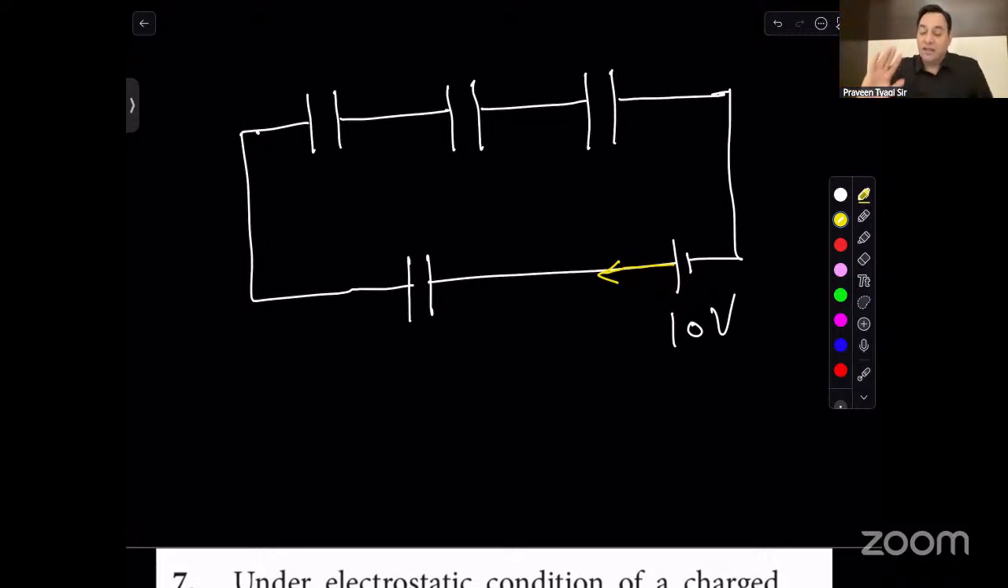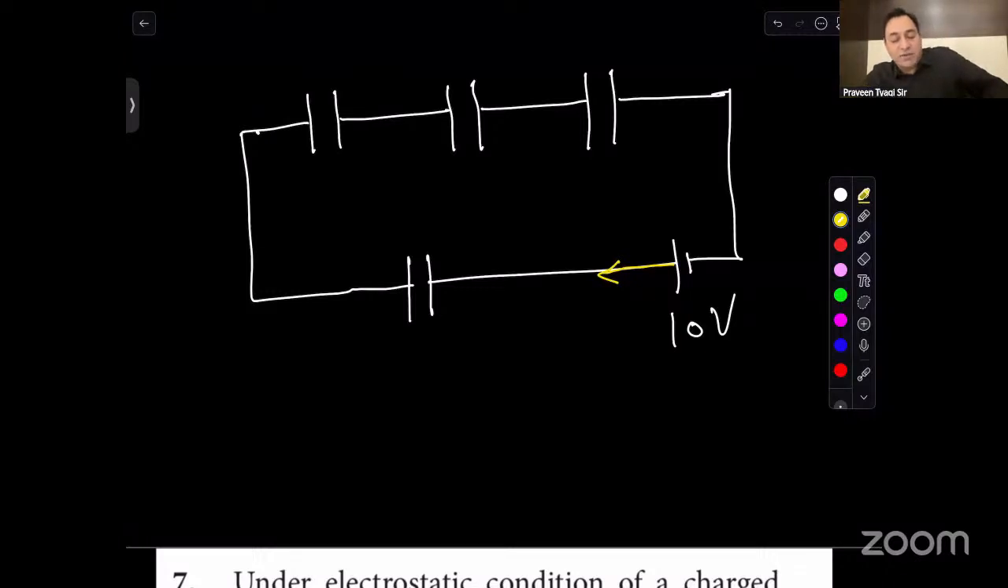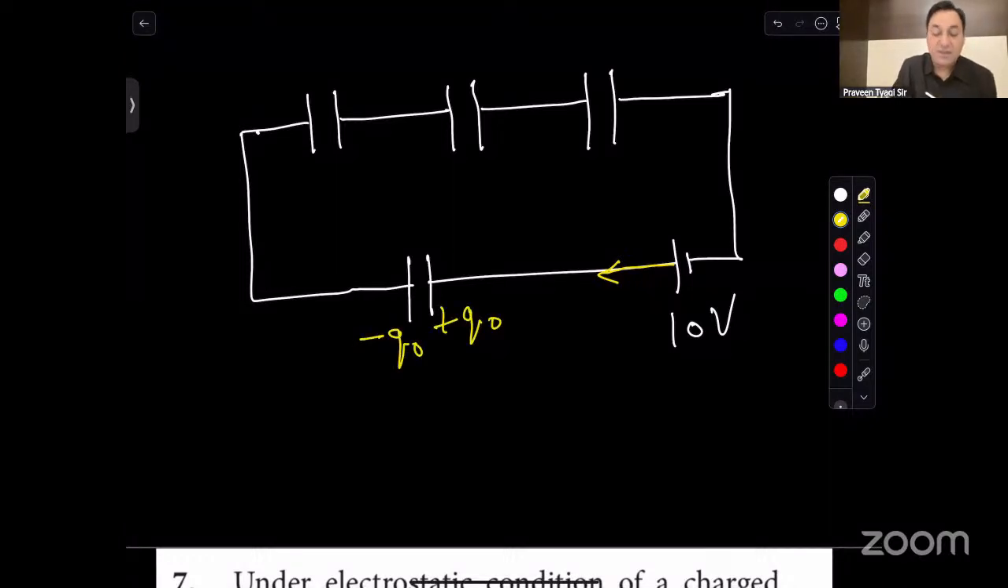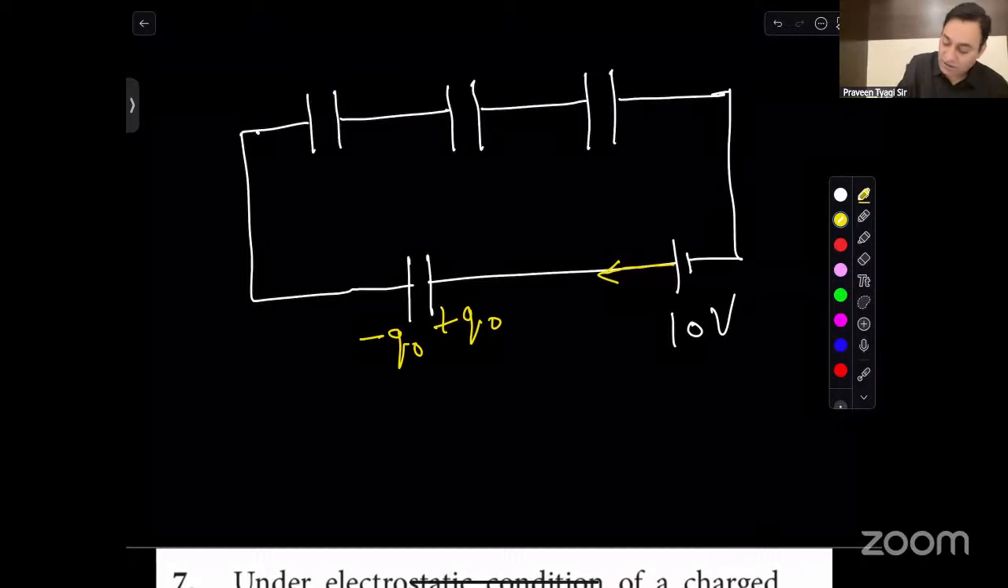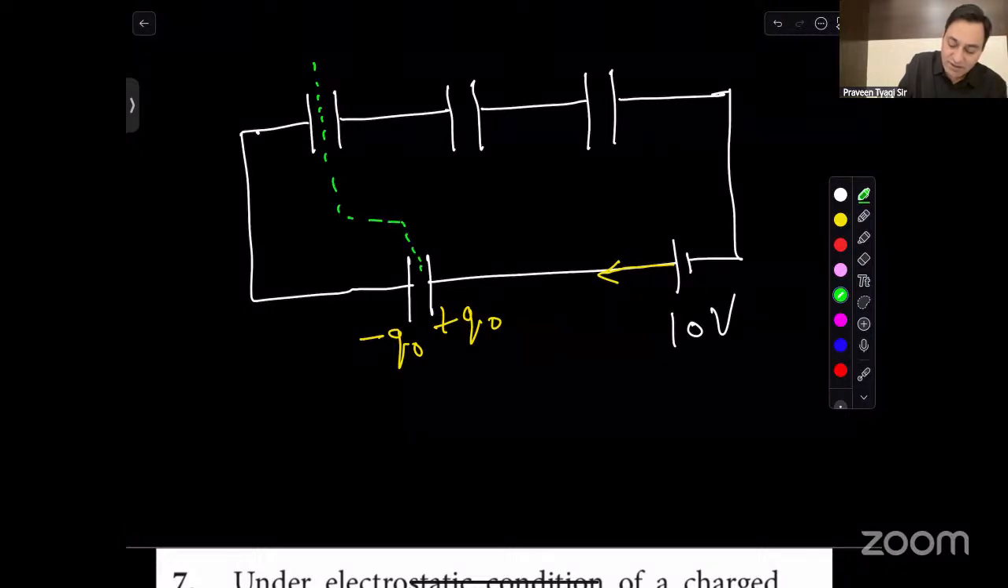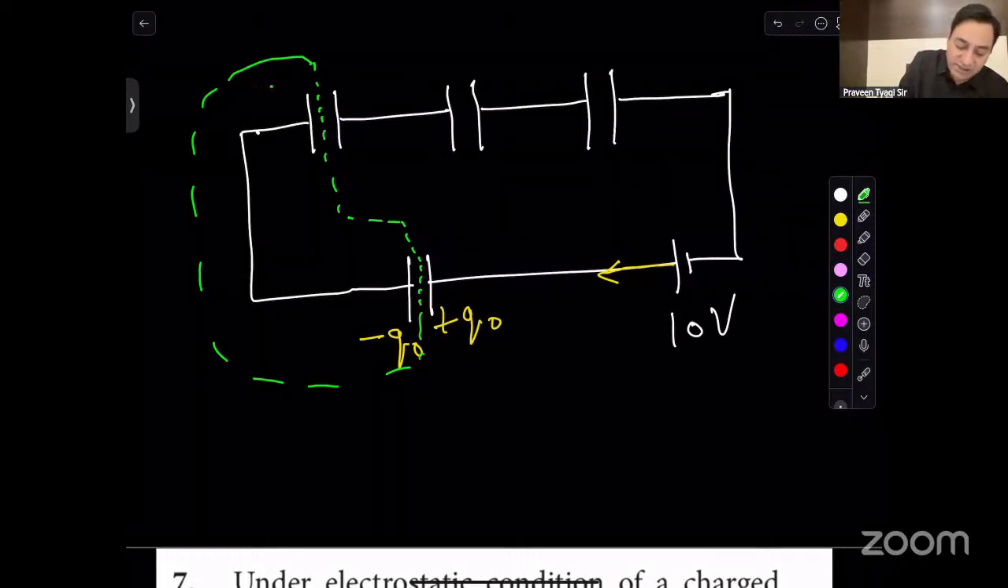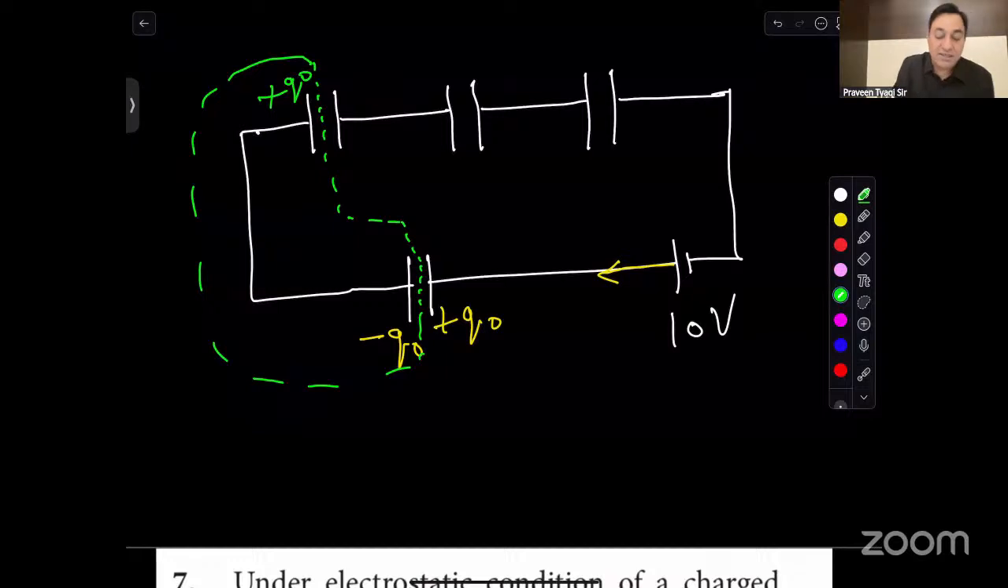We are saying in this circuit, we have charged the capacitors and we want to find what those charges are, and we want to apply the conservation of charge rule. So if there is plus Q naught charge on this, there will be minus Q naught charge here. Now you see this is an isolated system. They are not connected to anyone else. So if this plate has minus Q naught, this plate will have plus Q naught. And this is based on the law of conservation of charge.